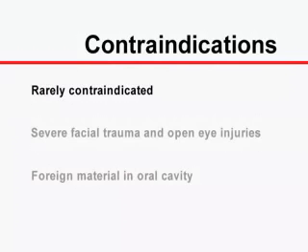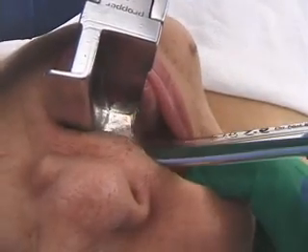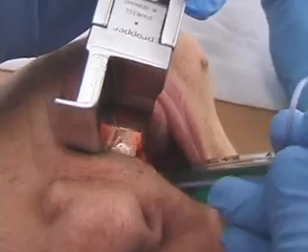Face mask ventilation is rarely contraindicated in patients with respiratory failure or cardiopulmonary arrest. However, caution is advised in patients with severe facial trauma and open eye injuries. In addition, foreign materials such as gastric contents and blood in the airway may lead to fatal aspiration pneumonitis. In those circumstances, alternative approaches, including immediate endotracheal intubation or tracheotomy, may be necessary.